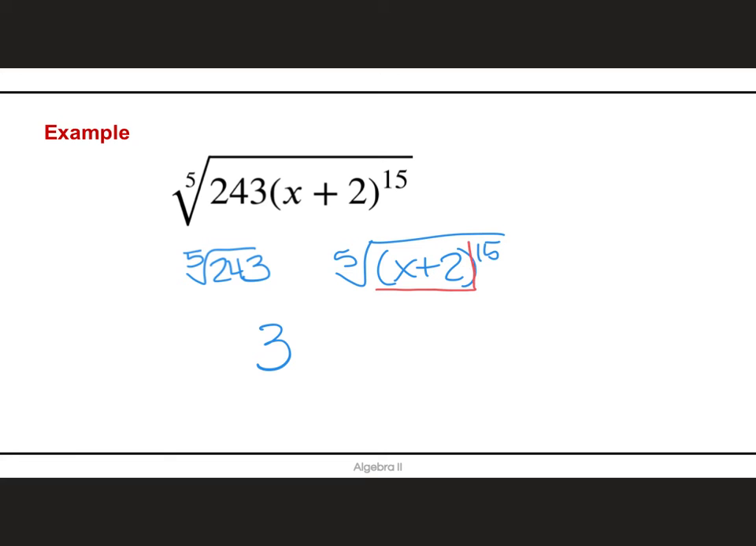Because this x plus 2 is in parentheses, it's going to be treated like one number. So we can just treat it just like it's an x. But we have to make sure we keep it like it is. So 15 divided by 5 is 3. So that means we're going to have x plus 2 to the 3rd. Okay.